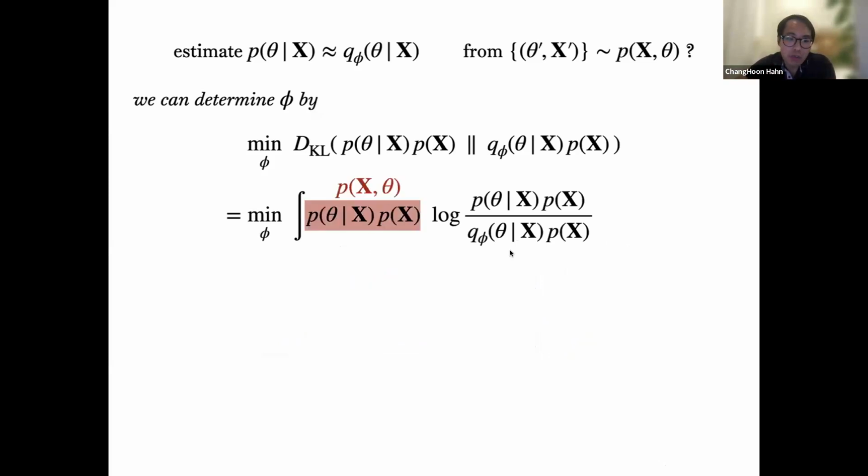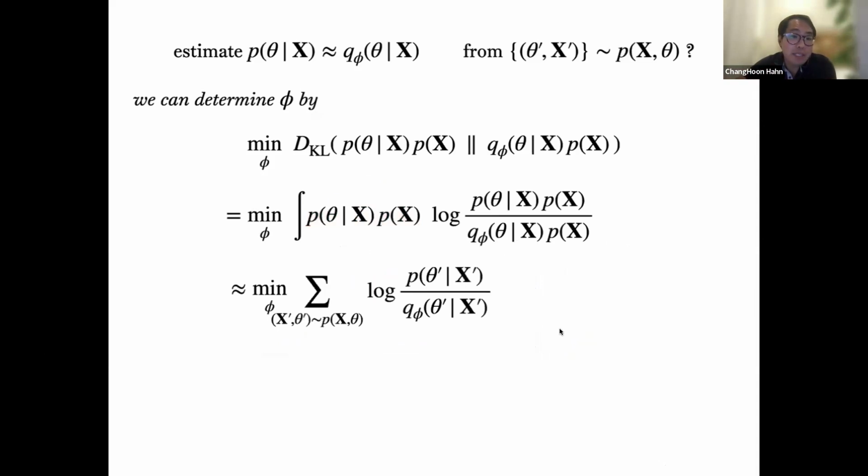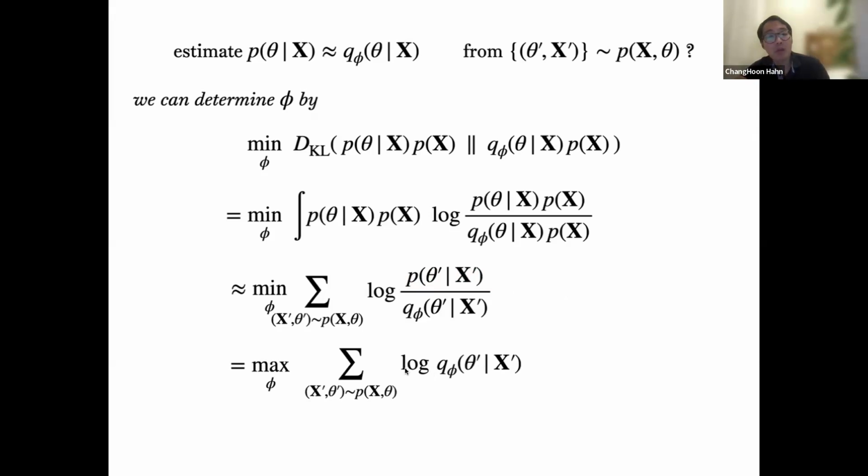This expression here is P of X, the joint distribution here. So then we can approximate this with a Monte Carlo integration using the samples drawn from the joint distribution. And so we can rewrite this whole expression, since this top part does not depend on phi, as just minimizing the negative log value of Q, or maximizing the log Q evaluated over all of the samples of your forward model.